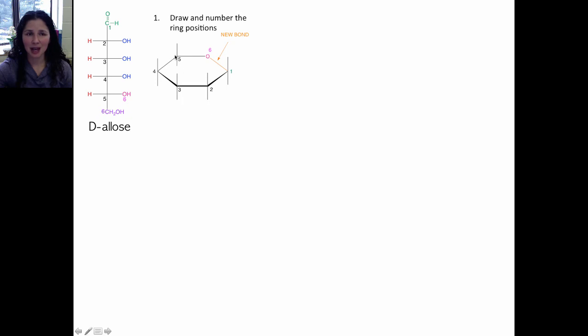Here's my ring. I draw a 6-membered ring. I put oxygen at the back right-hand corner. And then I number, starting at the very right-hand side, 1 to 6 in clockwise orientation. This is the template for any sugar that looks like this to start. So any aldose that has 6 carbons will always start looking like this. The numbers on the ring correspond to the same positions numbered on the linear form.